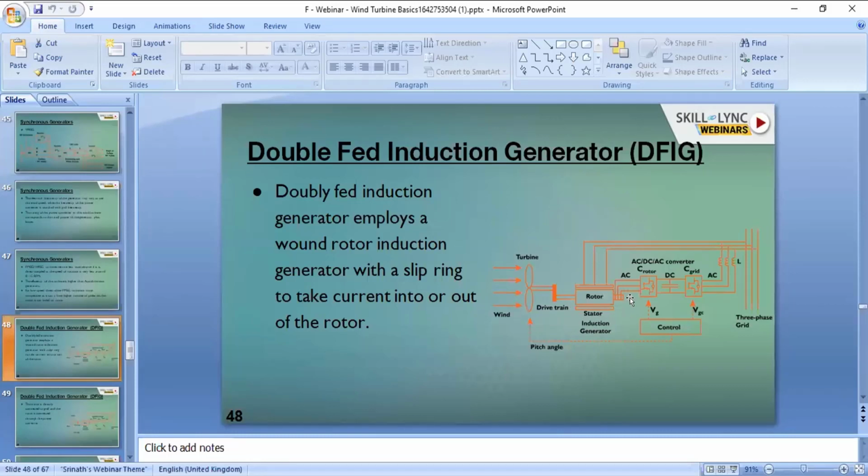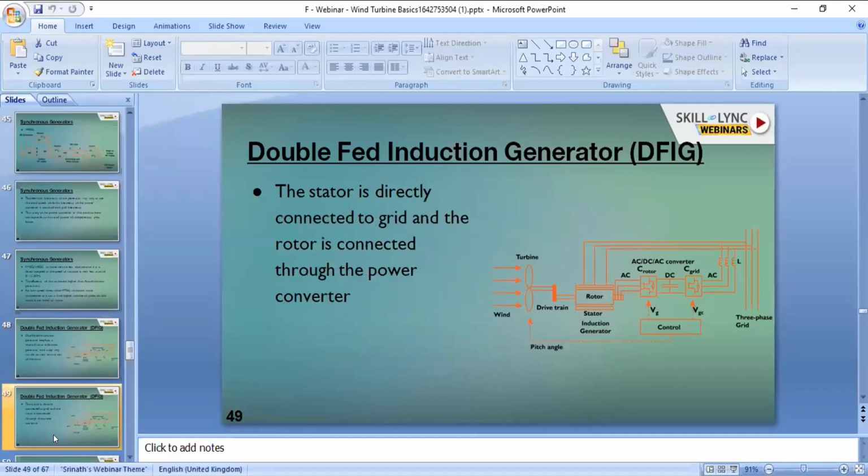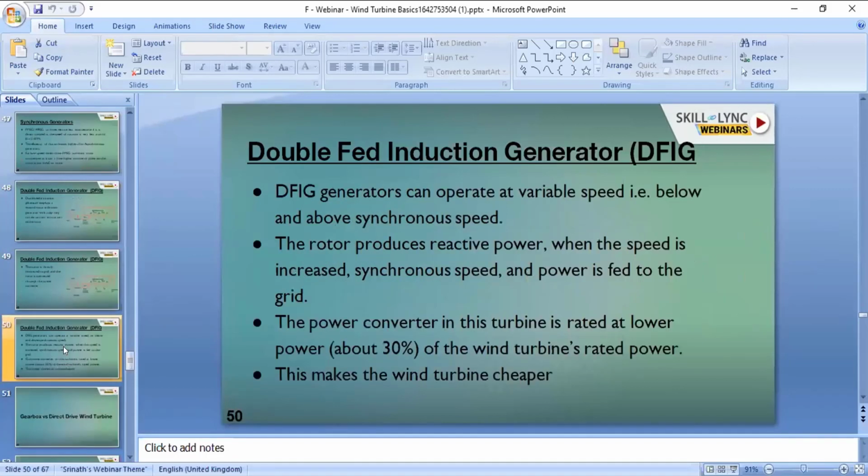It depends on the speed and how we are applying the voltage, and whether the rotor is moving or we want the mechanical power. As I said, the stator is directly coupled to the grid and the rotor is connected to the power converter. So this DFIG generator can operate at a variable speed, both below and above synchronous speed. The rotor produces reactive power when the speed is increased above the synchronous speed, and power is fed to the grid. The power converter in this turbine is rated at the lower power, about 30% of the wind turbine's rated power.